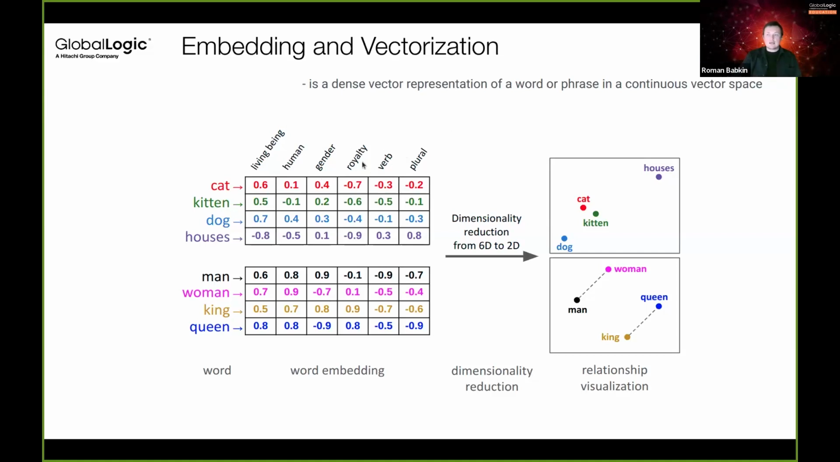So cat, is it living? If it's a Schrodinger cat, I don't know. But if it's a cat, it's definitely living, in most cases. Is it human? Close to 0. Cat woman, maybe, because of the cat woman, we have 0.1. Gender, again, it might be male or female. Royalty, I've never heard about royal cats. Is it a verb? No. If it's a plural, no, cat is single, and so on and so forth.